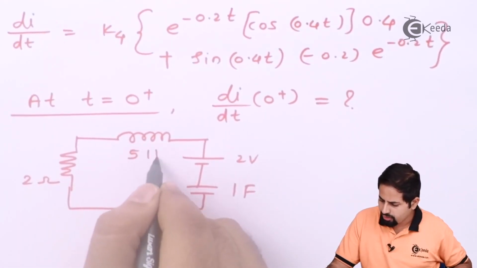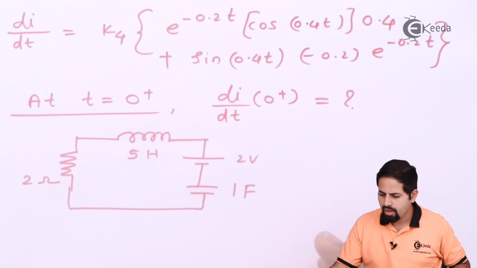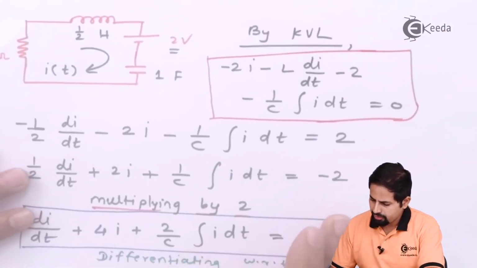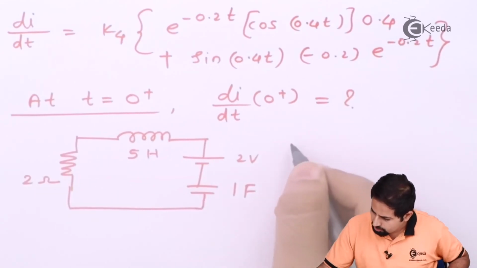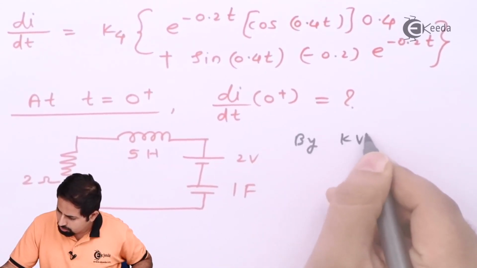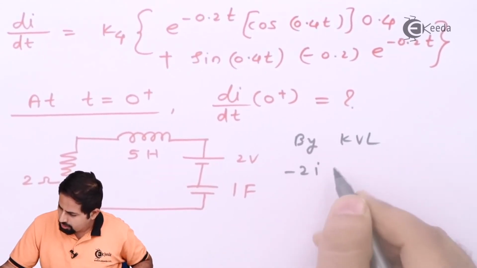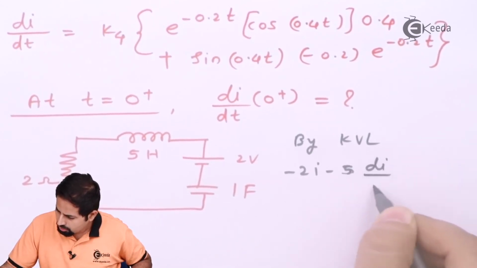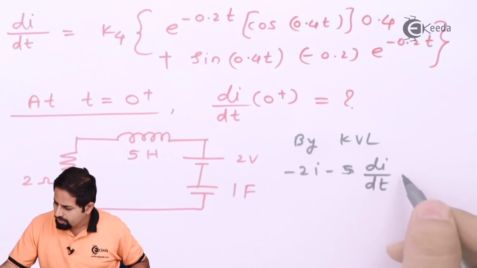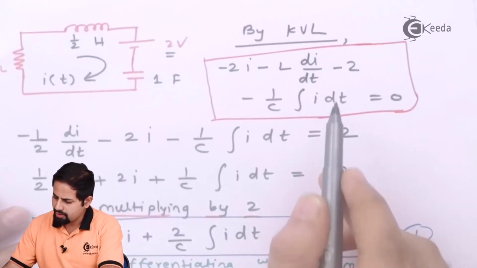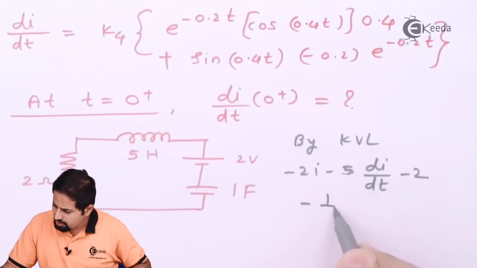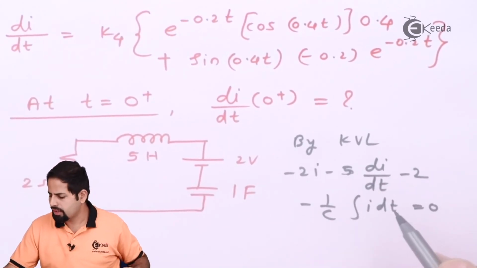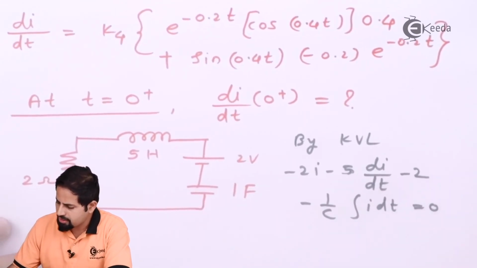Inductor is 5 henry, capacitance is 1 farad. And when you apply KVL, I will copy the same equation: minus 2i, then minus 5 into di by dt, then minus 2 will come as it is here also, and minus 1 by C integration of i dt equal to 0, because that is nothing but the voltage across this capacitor.